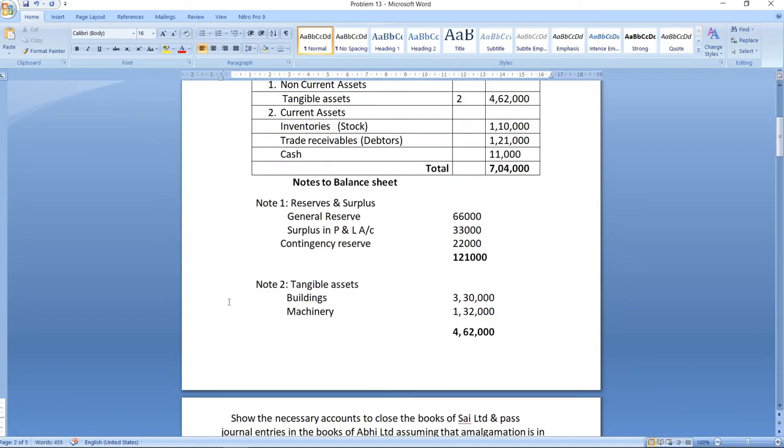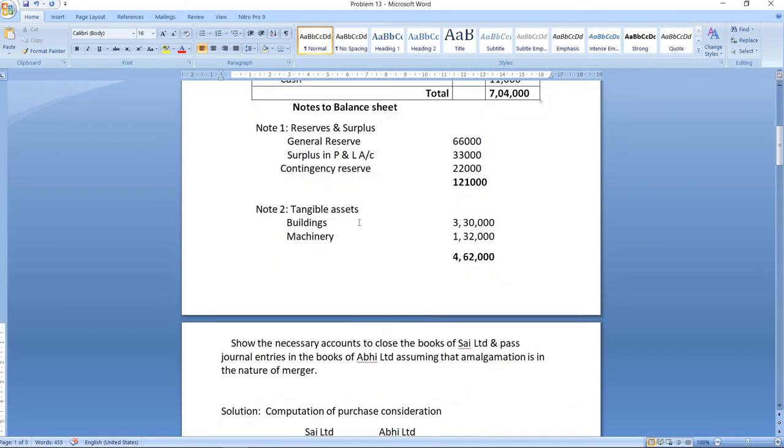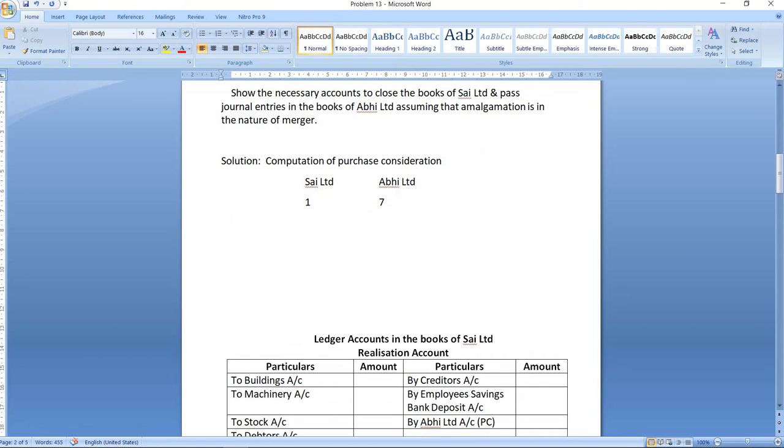So what is the actual share capital of the company? It is 4,40,000. Okay, and what is the face value of every share? Face value is 50. So what is the number of shares of Sign Limited? It is 8,800 shares. So let us write it here. 8,800 shares. So if you have 8,800 shares in Sign Limited, how many shares will you get in Abhi Limited? So we will have to cross multiply and find out.